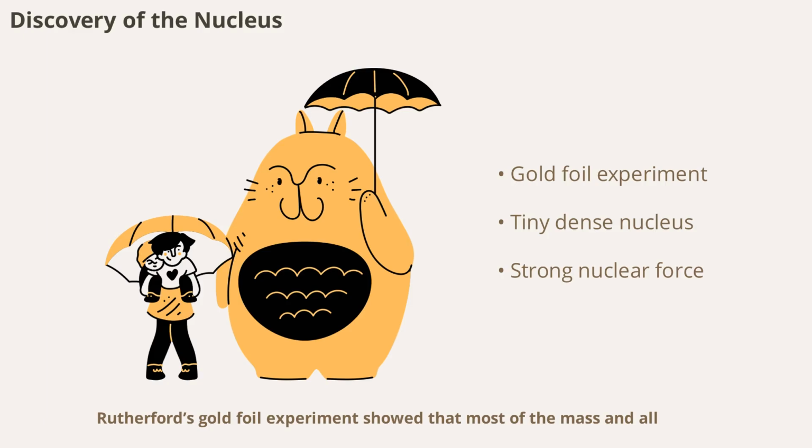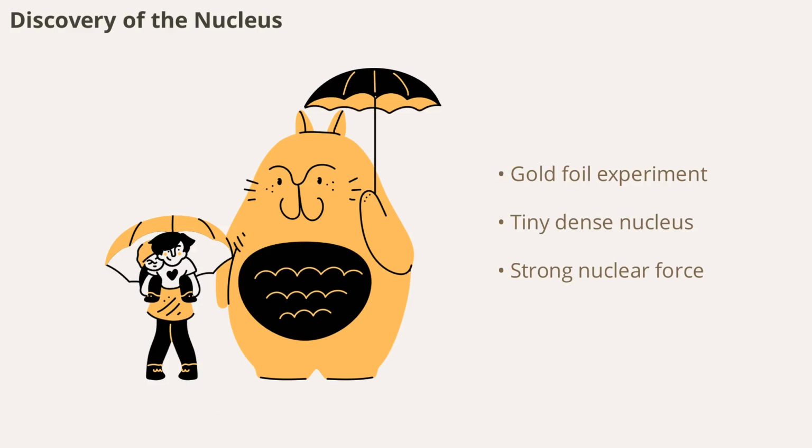Discovery of the atomic nucleus was a pivotal moment in science. Rutherford's gold foil experiment showed that most of the mass and all of the positive charge in an atom are concentrated in a tiny nucleus. This finding overturned the earlier plum pudding model and set the stage for modern atomic theory. The nucleus itself is composed of protons and neutrons, held together by the strong nuclear force, one of the fundamental forces of nature.